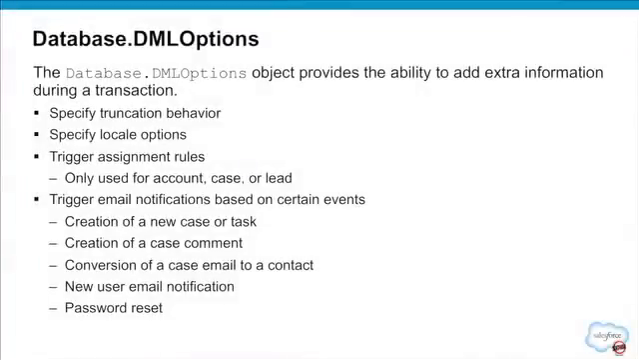There's also Database.DMLOptions. What DMLOptions allows you to do is control some of the behavior of the DML operation that you're performing. A classic one is truncation. In a field of type text, you can set a maximum length. So if I have a string that contains 10 characters, but I have a field with a maximum length of 5 characters, what do I want the database to do if I attempt to write those 10 characters to that field on that record?